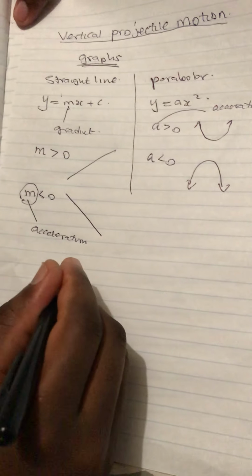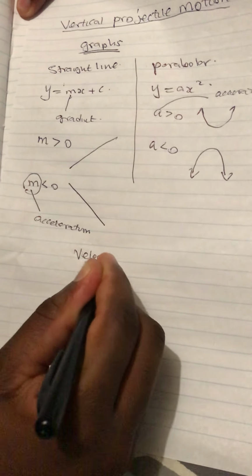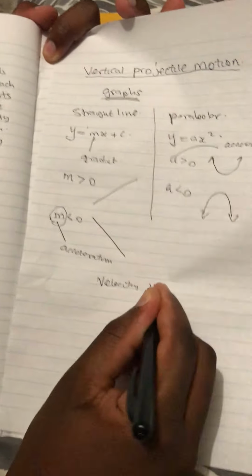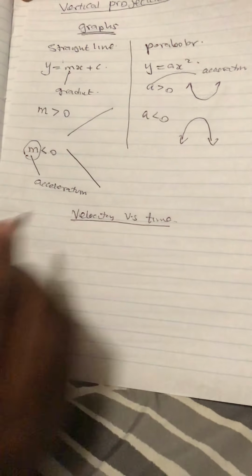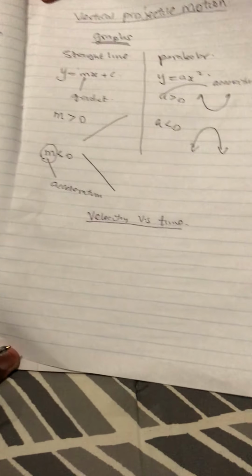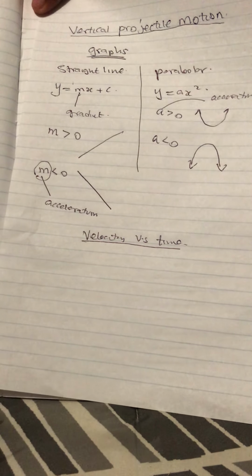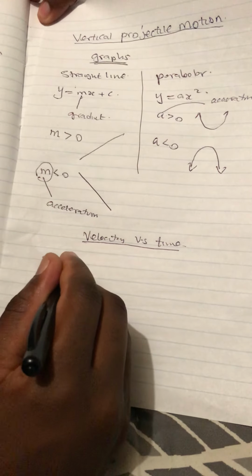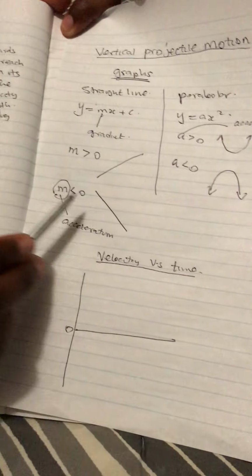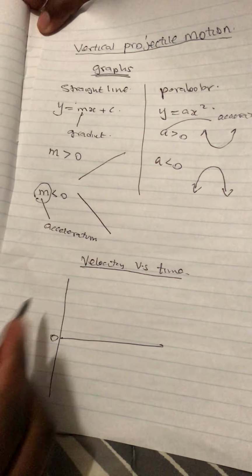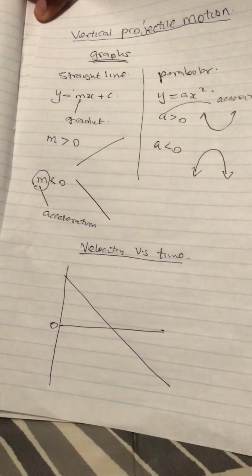Now, let's start. Velocity versus time. Velocity versus time graph. What do you expect in a velocity versus time graph? Okay, let me just draw a simple graph. I already spoke about this type of shapes. Let's just have a graph like this and interpret it.